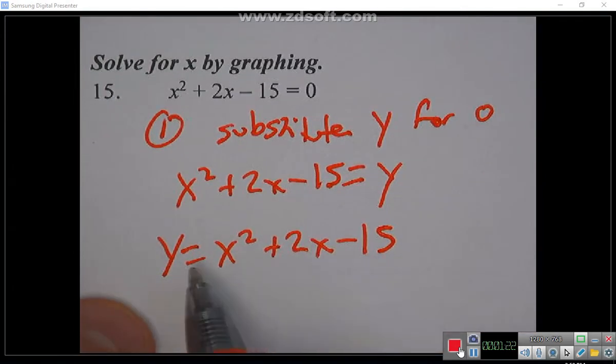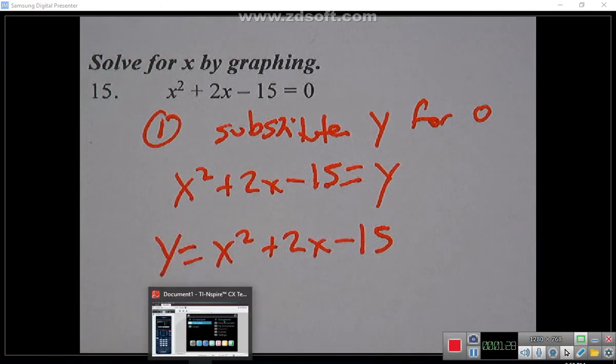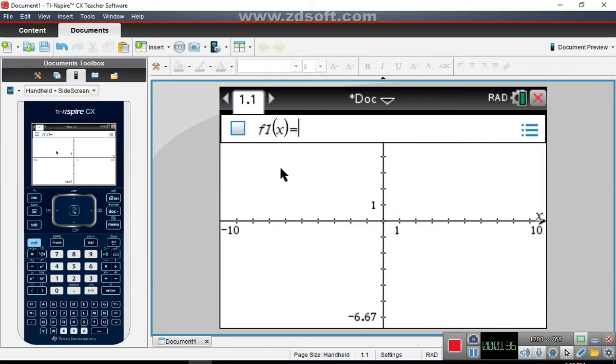And I'm going to take this equation and I'm going to plug this right into my calculator. So I have a TI Inspire. I'm going to open that software. I'm going to go down to graph. I could either go to B or the graph at the bottom. Either way is fine. And then I'm just going to type our equation directly into the calculator.